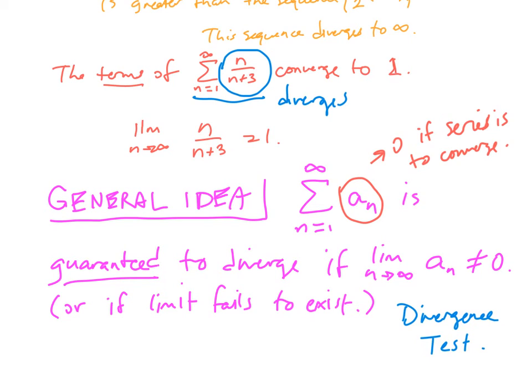And it's called the divergence test because it is only good for telling you that a series diverges. It will not ever prove that a series converges. I cannot prove a series converges by showing that the terms of the series do go to 0. And I really can't emphasize this point enough.